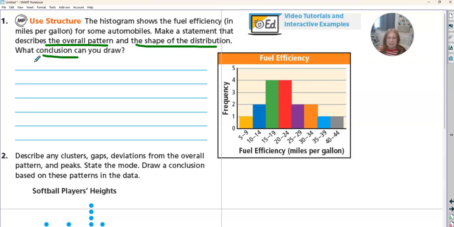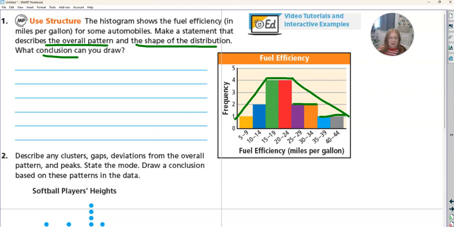What conclusions can we draw? We're just looking at that overall pattern. We could see that it goes up to that peak there. There are several from 15 all the way to 24 that are the same, and then it drops back down. We can see there's doubling.